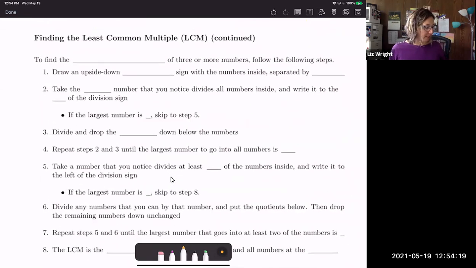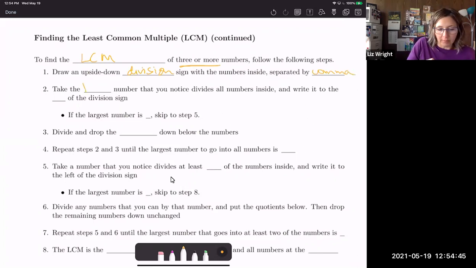All right, so finding our least common multiple, continued. We're going to find the LCM of 3 or more numbers, and we're going to follow the steps below. First, draw an upside down division sign, just like what we did before, with the numbers inside separated by a comma. Then take the largest number that would divide into all the numbers inside, and write it to the left of the division sign. If the largest number is 1, skip down to step 5.